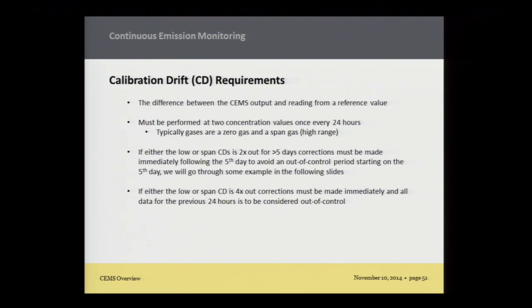If either the low or span CD is four times out, corrections must be made immediately, and all data for the previous 24 hours is considered to be out of control.